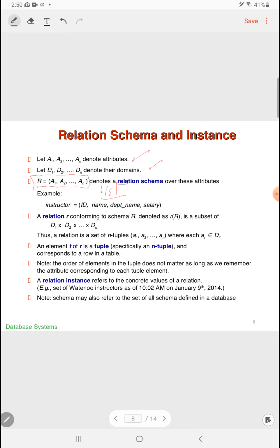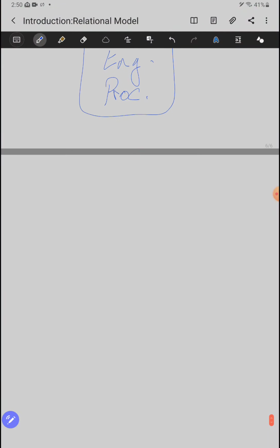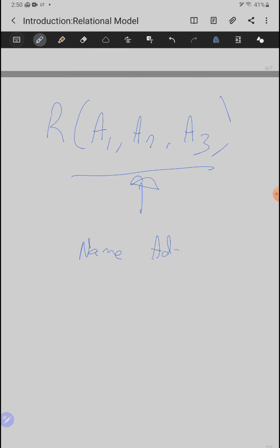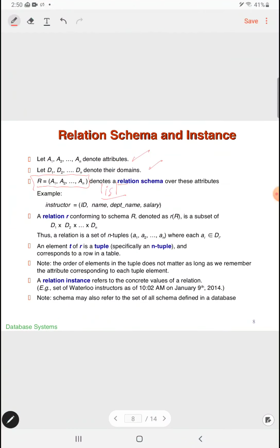It is also the case that if we describe our schema as having a particular order, so if we say the relation is A1, A2, A3, then people will expect things to be in that order. If it's name, address, phone number, then if you do address, phone, name, that's a problem. So the order in which things are listed matters in the schema.